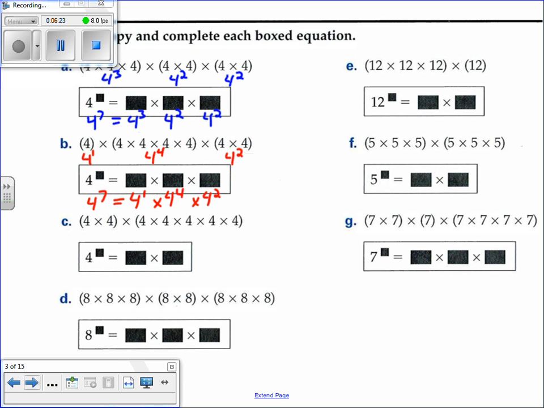What you should do now again is pause the video and work on C through G. Once you have completed C through G, you can start the video again and continue reviewing for the test for part 4.